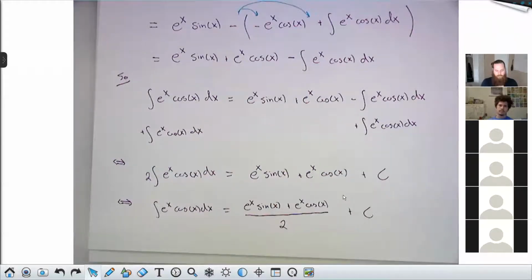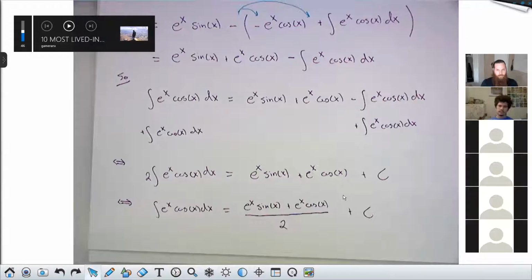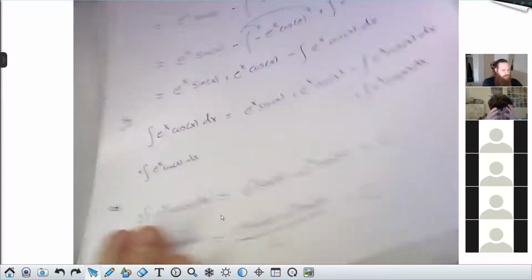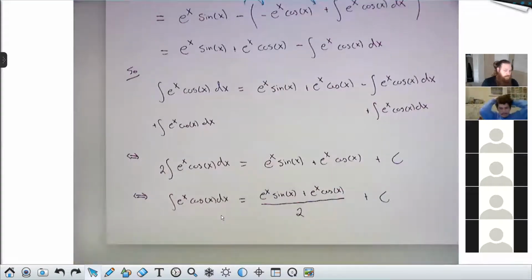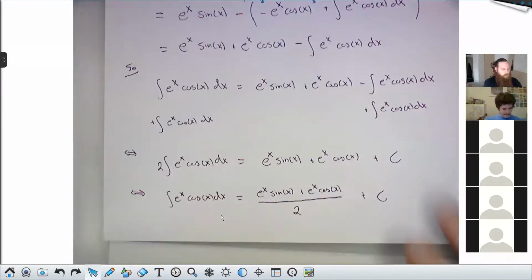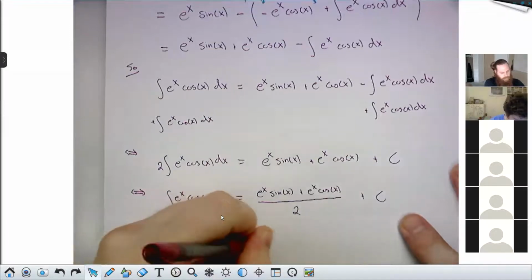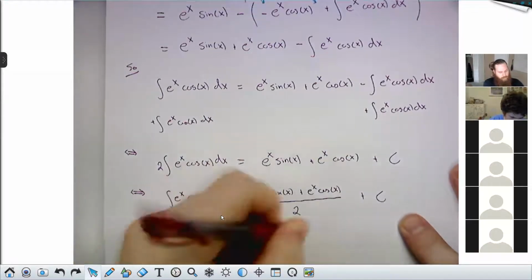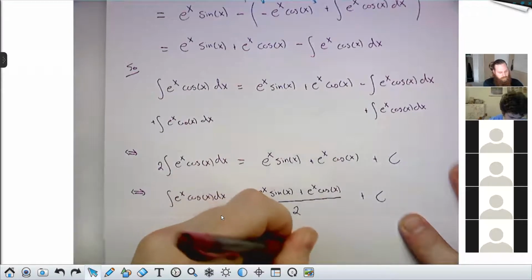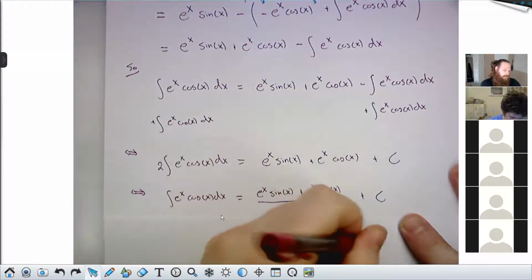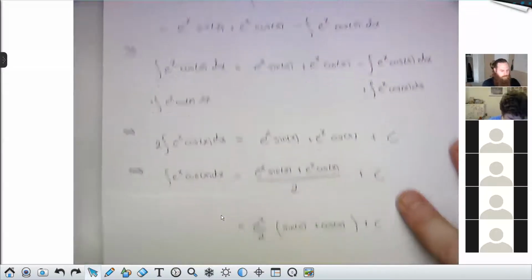Can we not factor e to the x and get 1? You can factor out e to the x, but you're not going to get 1. You'll get sine x plus cos x. Sine squared plus cos squared is 1, but sine x plus cos x is not 1. So if you want to, you can write this as e to the x over 2 times sine x plus cos x plus c. That's fine.